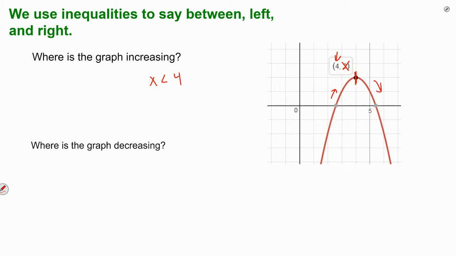So that means it's decreasing on the right. So we would say x is greater than 4. And there we go. That's it. That's your answer. X is less than 4. X is greater than 4. I have it smaller than 4, bigger than 4. Now let's try positive and negative.